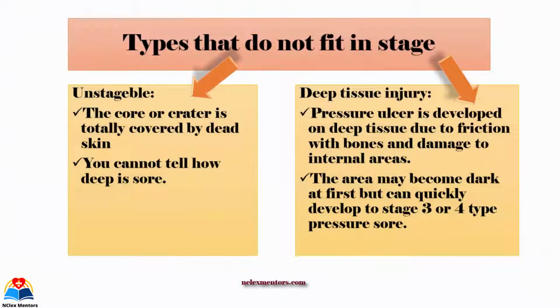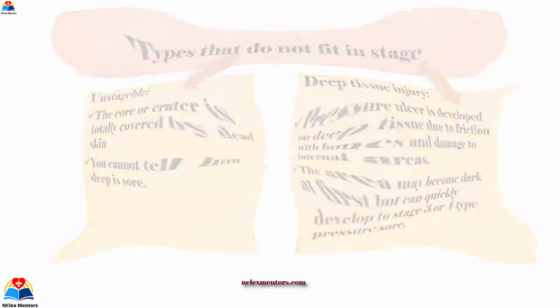Sometimes the development of pressure ulcers doesn't go in visible and distinguishable stages. There are 2 more such kinds of pressure ulcers. First is unstageable, in which the core or crater is totally covered by dead skin, so you cannot tell how deep is the sore. In deep tissue injury, usually, the pressure ulcer is not developed on the surface, but in deep tissue due to friction with bones and damage to internal areas. The area may become dark at first, but can quickly develop to stage 3 or 4 tight pressure sore.